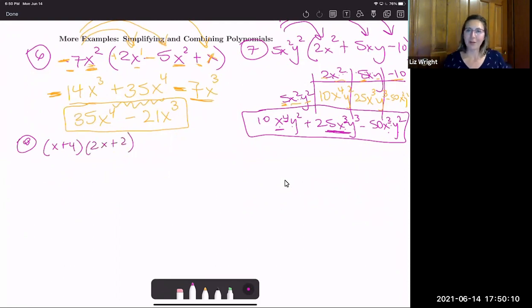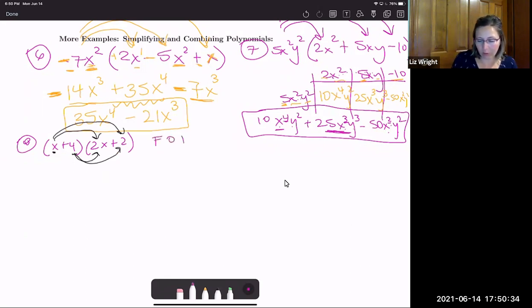So this one, we are doing something where we're just distributing twice. So we're going to take our first term, and we are going to distribute it twice into our binomial. And then we're going to take the 4, and we're going to distribute it into that second set of parentheses. And that's it. That's what we're going to do. And that process right there is called FOIL.